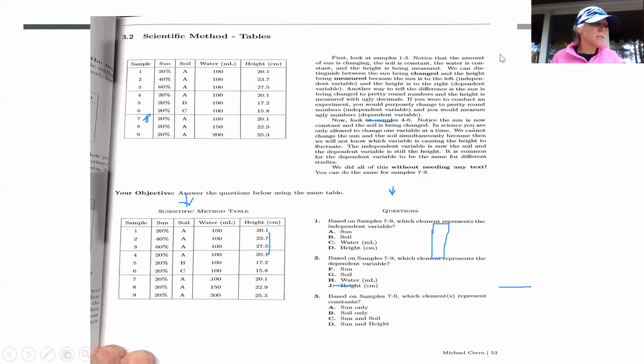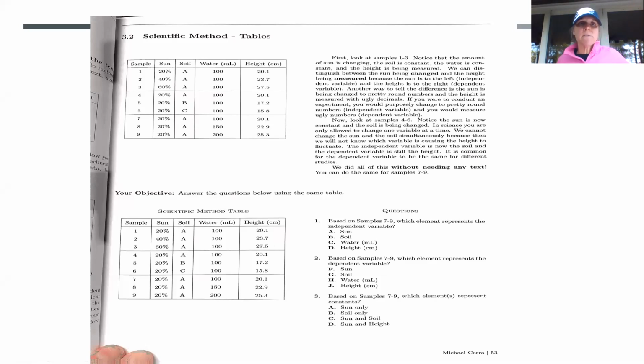Okay, now looking at the scientific method tables. So in the scientific method, okay, let's look at these examples here.